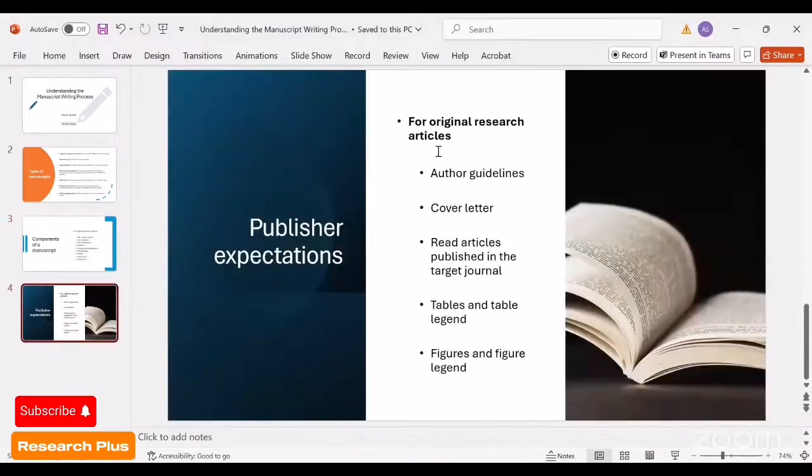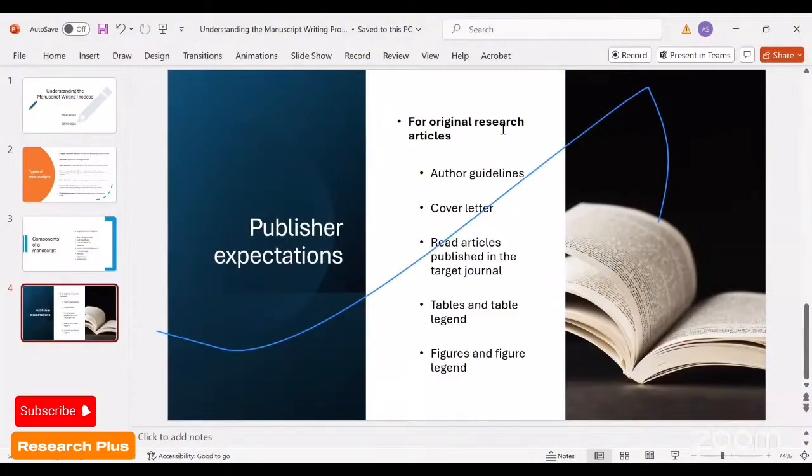And the next part here, which is the last part, because we've just had 15 minutes, is publisher expectations. I've spoken to most of these already, and I used original research articles as an example. The key thing here is being familiar with the author guidelines. The next thing is the scope.